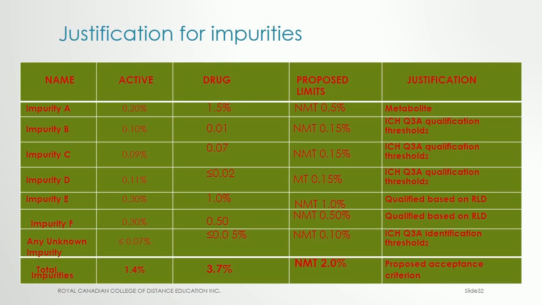Justification for impurities. This slide is based on a previous slide showing sources of impurities. It shows how to compare the impurities in the drug substance with those in the drug product and the proposed limits for the drug product along with justification for proposed limits. The levels of impurities are below the set levels for the drug product. The limits are based on ICH Q3A qualification or reference-listed drug.